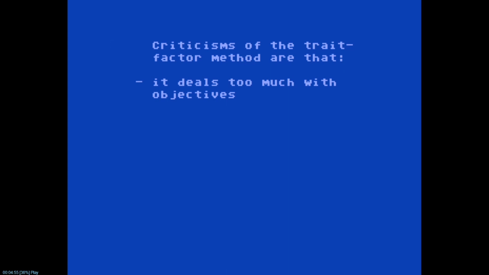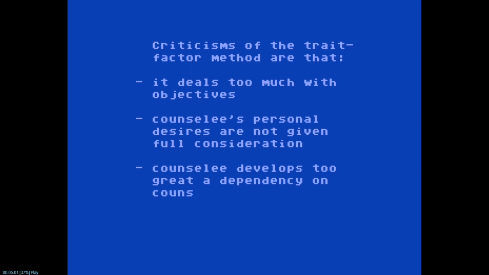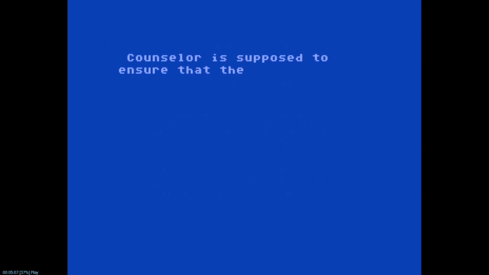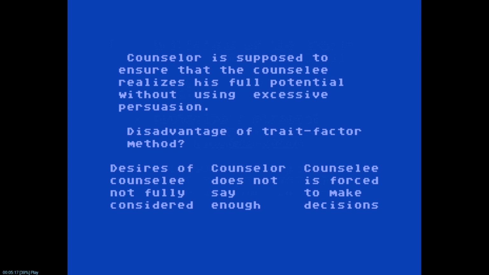Correct. Some of the criticisms of this trait factor method are that it deals too much with the objective, that the counselee's personal desires are not given full consideration, and that the counselee develops too great a dependency on the counselor for direction. The counselor is supposed to ensure that the counselee realizes his full potential without using excessive persuasion. Which of these is seen as a disadvantage of the trait factor method?